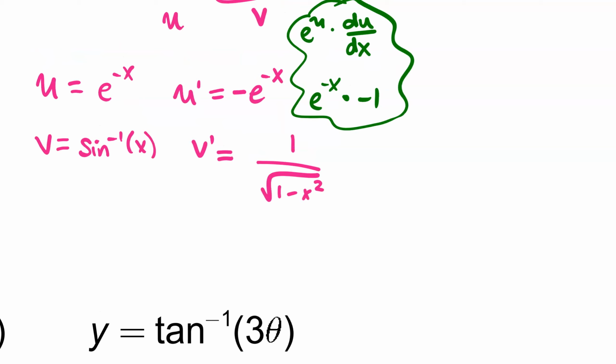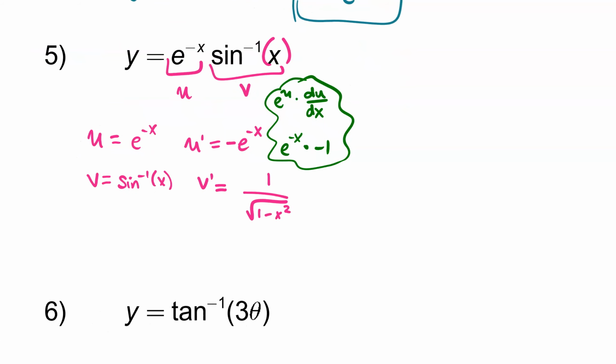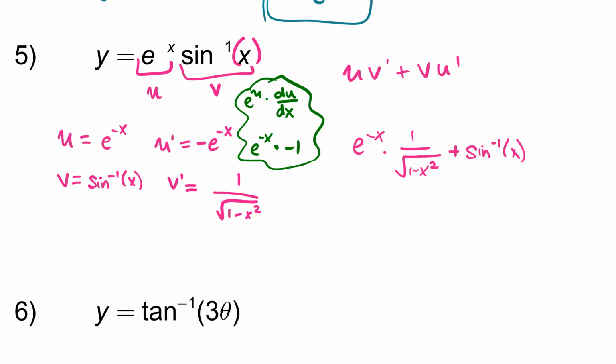Okay. So, I have product rule, and we know product rule is going to be u v prime plus v u prime. So u, e to the negative x, times 1 over square root of 1 minus x squared, plus v, sine inverse of x. Inverse is different than to the negative 1 power. Inverse, special, make a star for yourself. Times u prime, which is negative e to the negative x. Okay, so we just gotta simplify this a little bit.